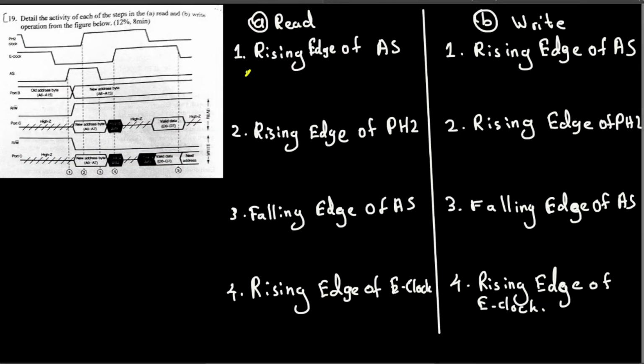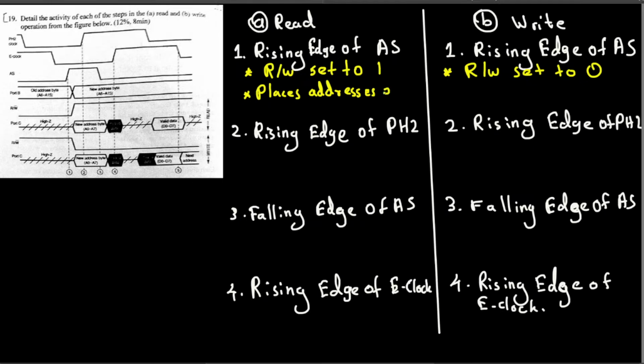Let's try that. For this one, RW is set to 1, and for this one RW is set to 0. It places addresses on port B and C.